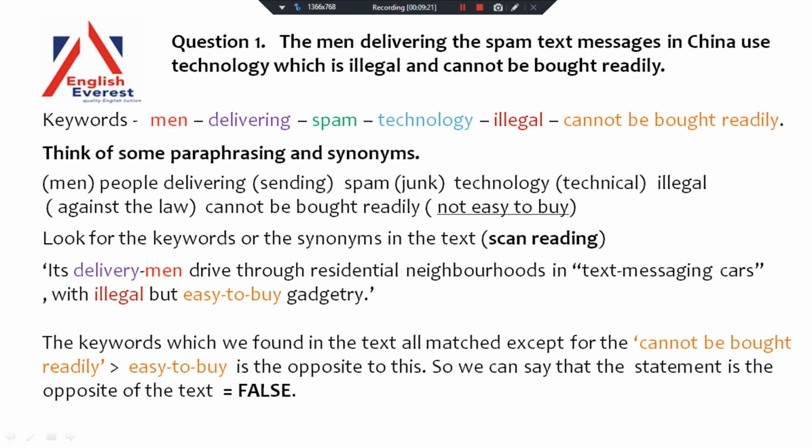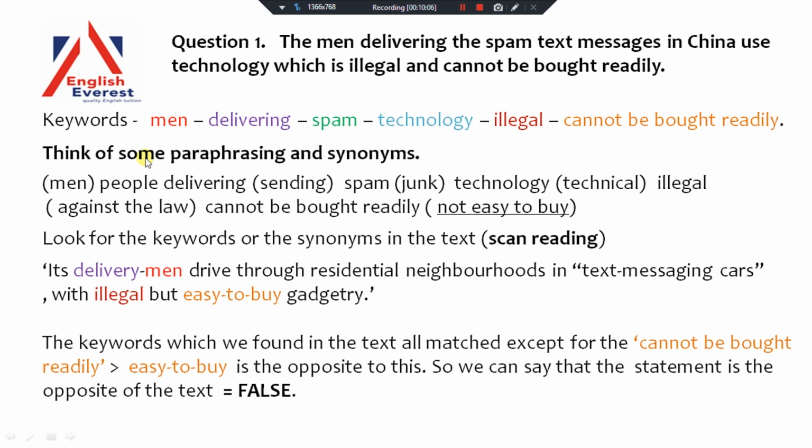Question 1. The men delivering the spam text messages in China use technology which is illegal and cannot be bought readily. That's our statement. So we take our keywords, and I've chosen these keywords. Your keywords may be different, but it's not that important if you have 1 or 2 keywords that are different. What you're trying to do is get the main aspect of the statement, and those are the words you're going to search for in the text. So we've got men, delivery, spam, technology, illegal, cannot be bought readily.